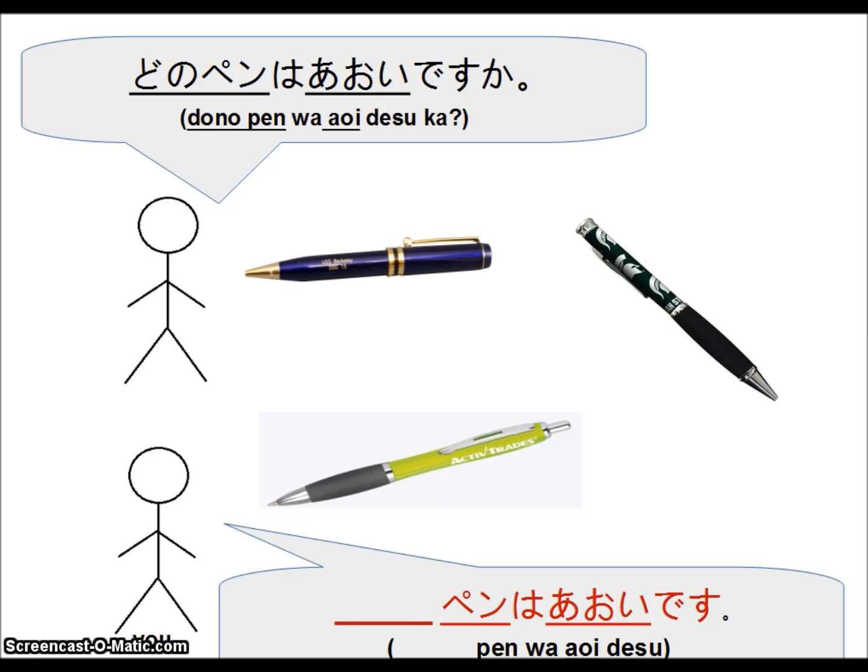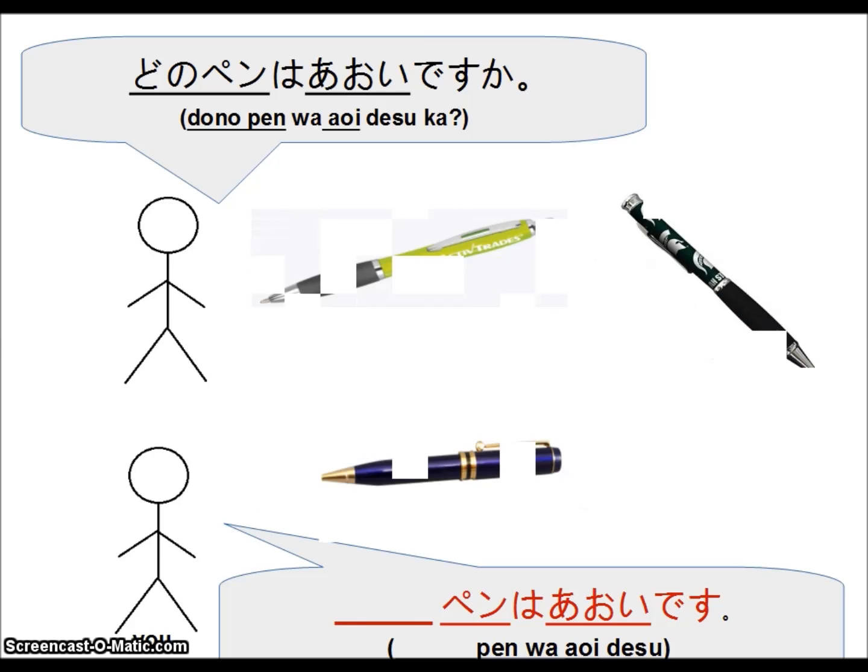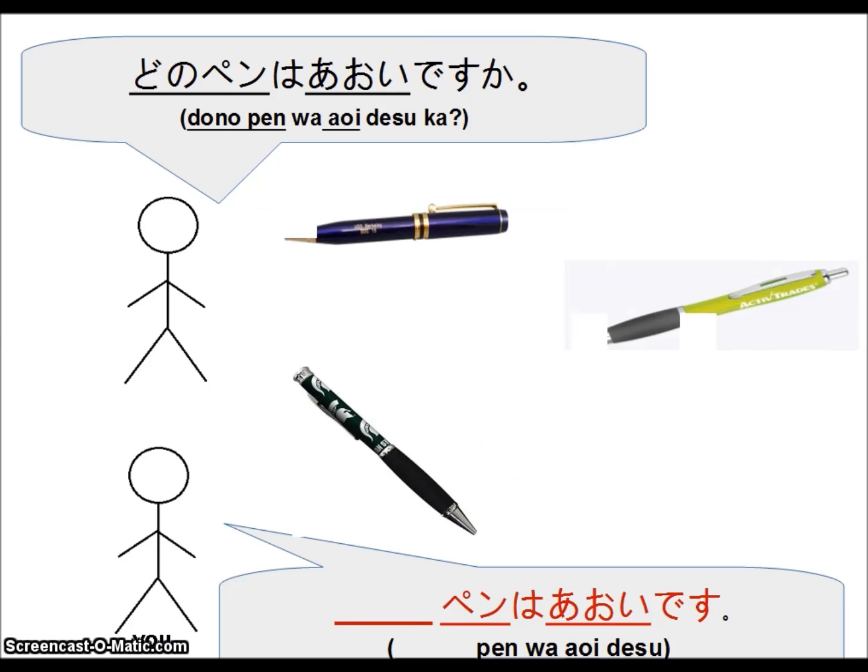So how would you answer the question if it looked like this? Sono pen wa aoi desu, because the pen is close to someone else you are speaking to. This would be kono pen wa aoi desu, because the blue pen is close to you, the speaker. Sono pen wa aoi desu. That would be sono, because it is close to someone else you are speaking to.